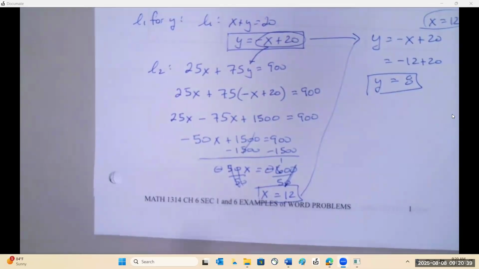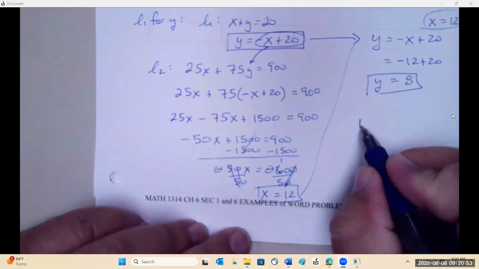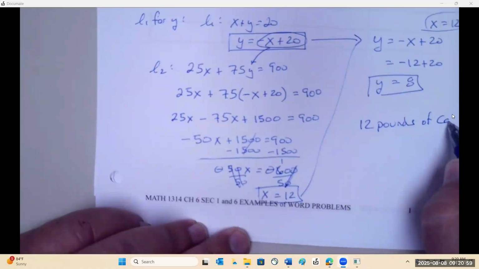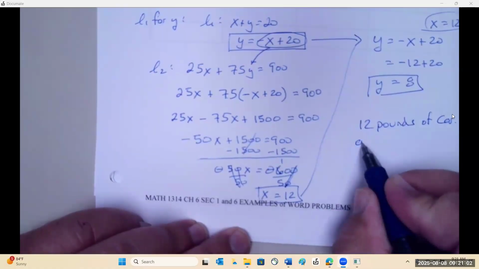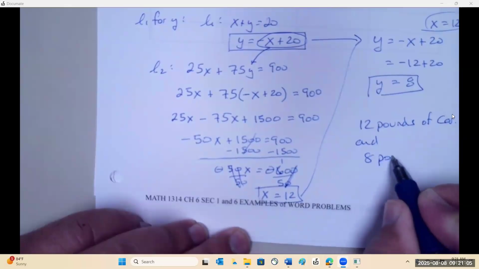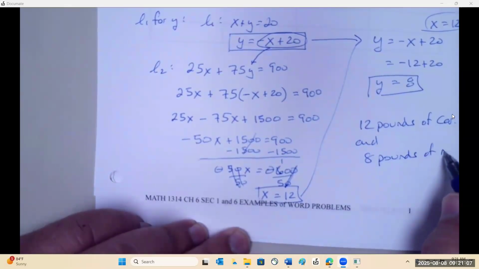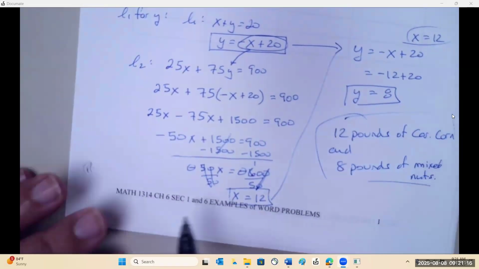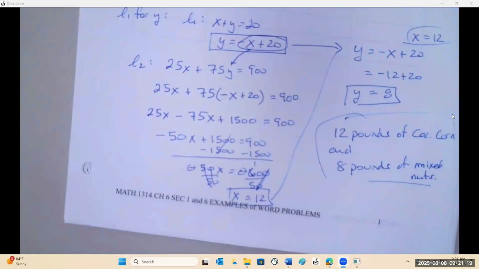So to answer the question, it was asking how much of each snack do we need? 12 pounds of caramel corn and 8 pounds of mixed nuts. Those are your answers. Whenever you deal with word problems, your answers are in words, not just numbers.